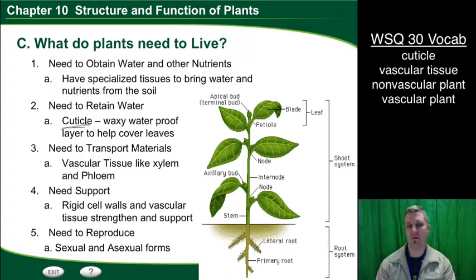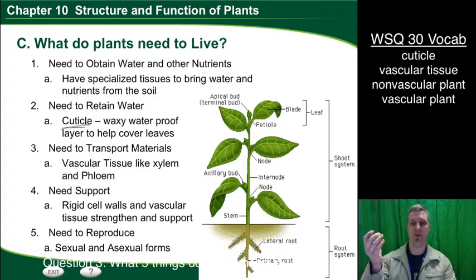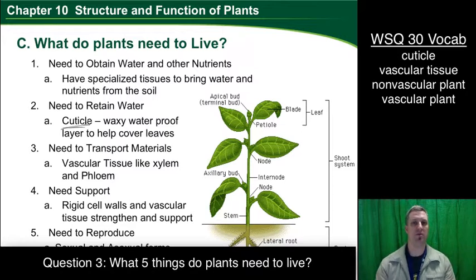They need to transport materials, number three. So they have tissues that are vascular, like xylem and phloem. Their whole job is to bring water up and sugar and nutrients and things down to the plant. Four, they need support. Plants have to stand up so that their leaves can be exposed to the sun, and so they have these rigid cell walls which are designed to support them, and vascular tissues that are very strong to give them strength and support. And so that's why a lot of times plants can become very rigid and brittle.